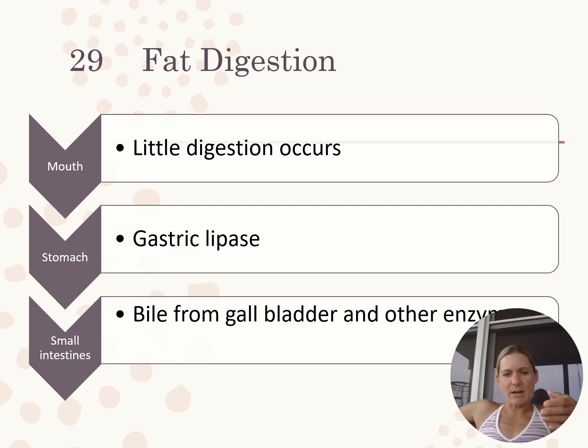The food will move from the mouth through the esophagus and into the stomach. In the stomach, we are going to release a substance known as gastric lipase, and gastric lipase is going to allow us to break down the triglycerides, which is our most basic form of fats, into smaller nutrients. Then we have bile from the gallbladder and other enzymes that are going to be released in the small intestines. And again, this will help us to also break down those triglycerides.